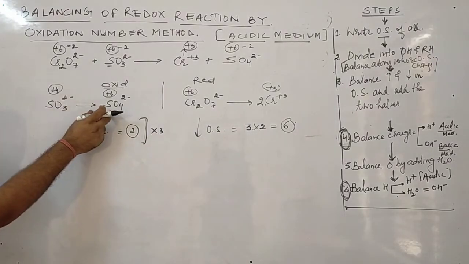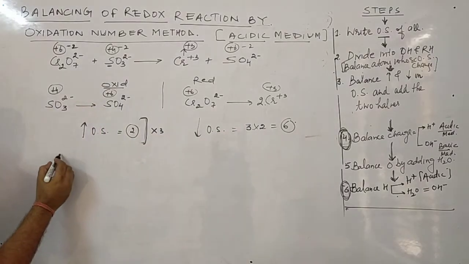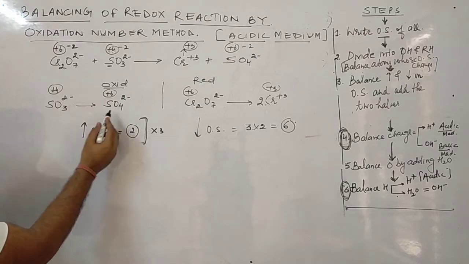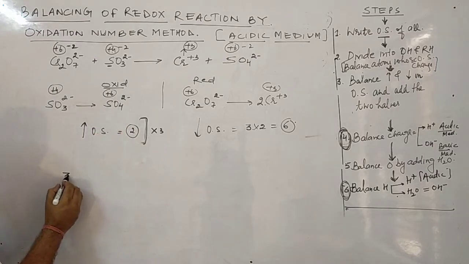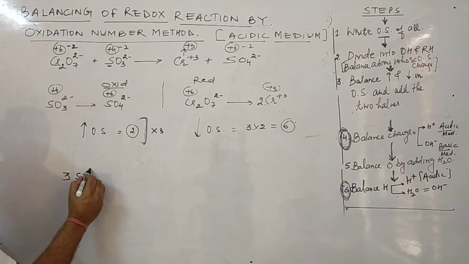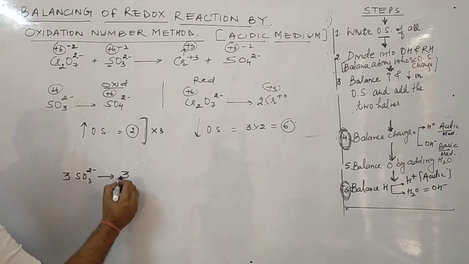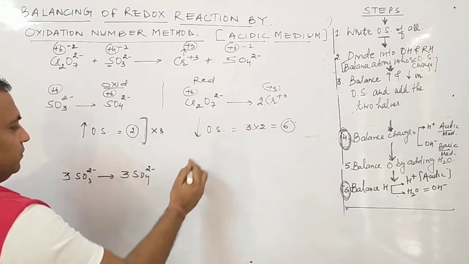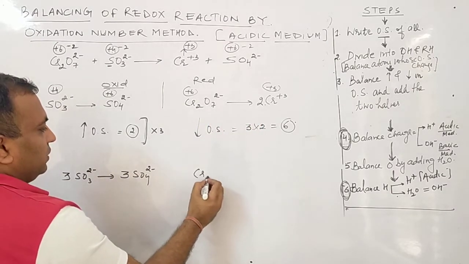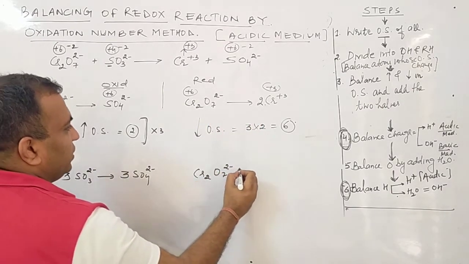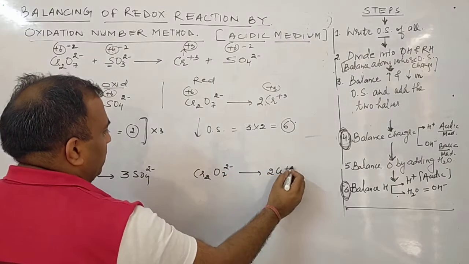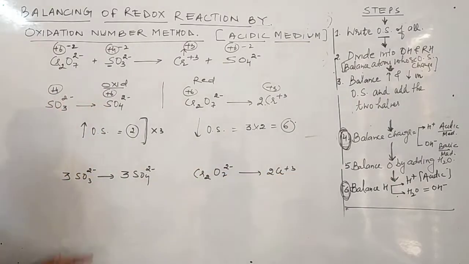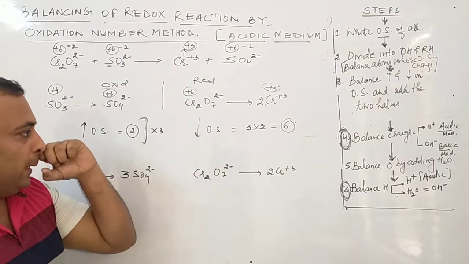So on cross multiplication this becomes now, if you multiply it with 3, this will be 3SO3 2 negative to 3SO4 2 negative, and here this will be as it is, Cr2O7 2 negative to twice Cr plus 3. So we have equalized the increase and decrease.